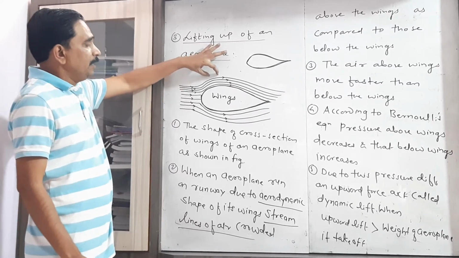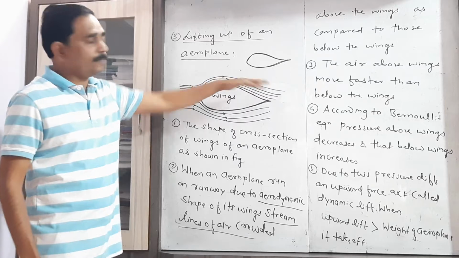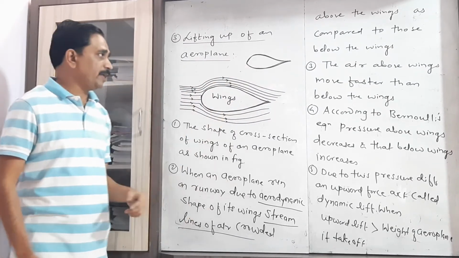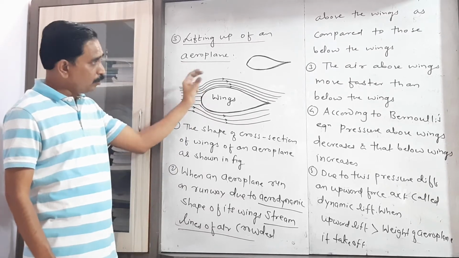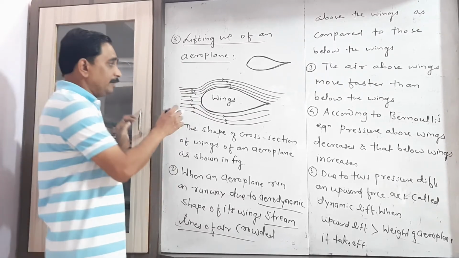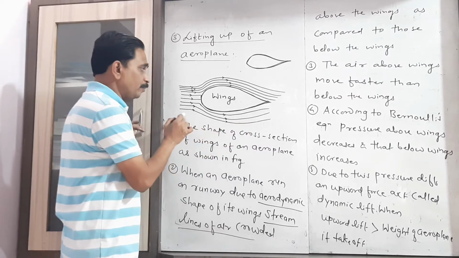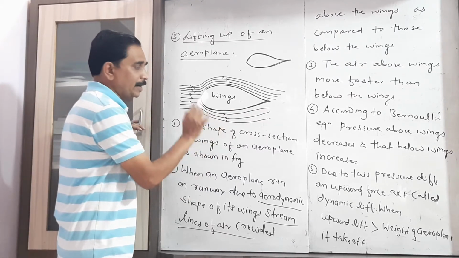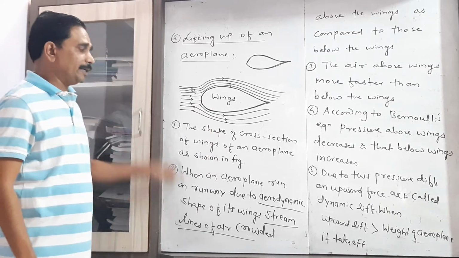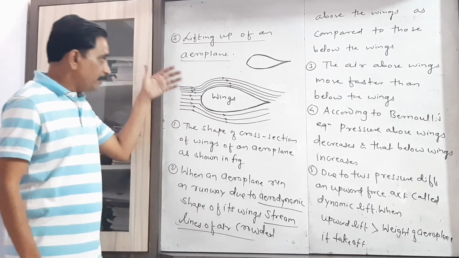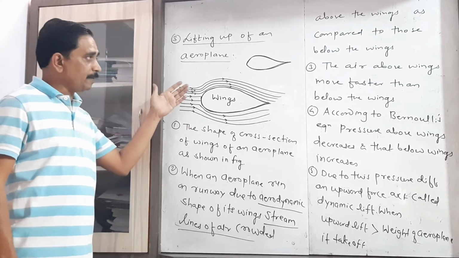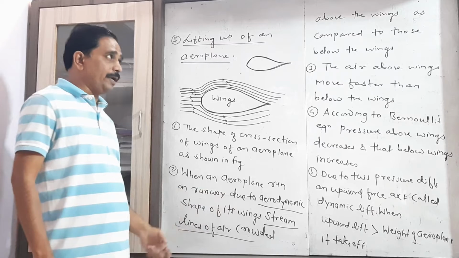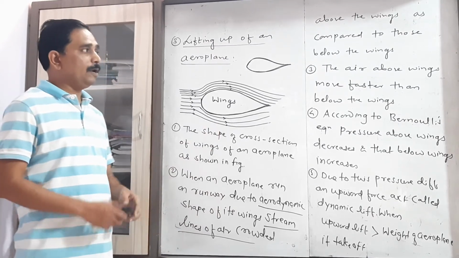See the figure. The different layers of air that move on the upper surface of the wings are crowded, they are close to each other, while the different layers of air that are moving from the lower end of the wings are farther away from each other. So the different layers of air moving on the upper surface of the wings are crowded as compared to the below one.